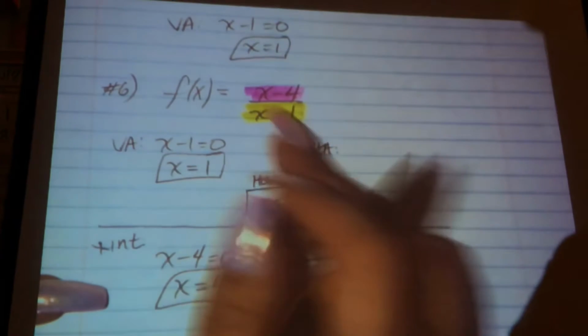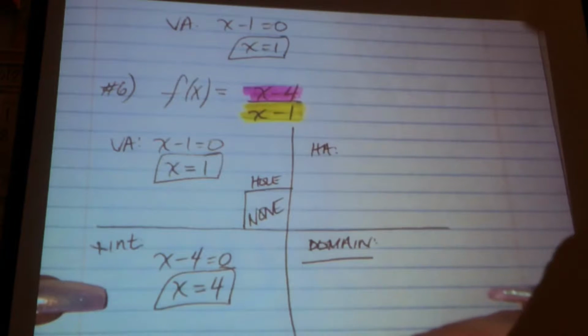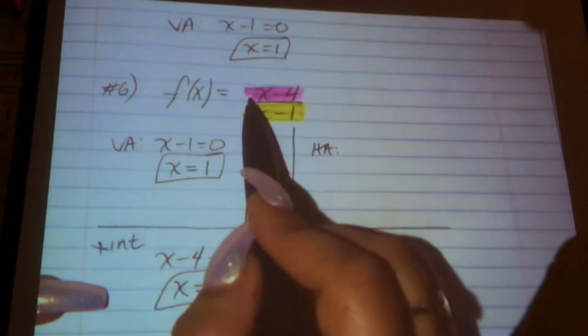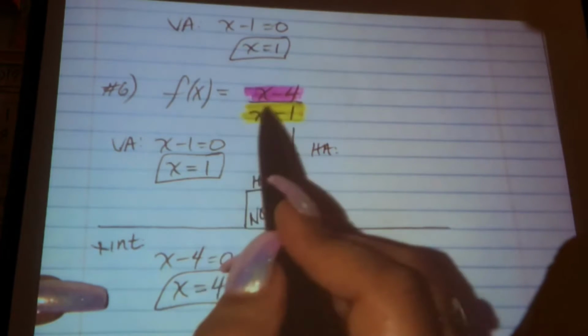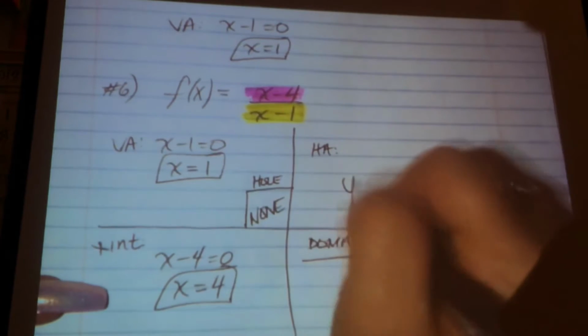Is this top heavy, bottom heavy, or the same? The same. So what do you look at if it's the same? The coefficient. What's the coefficient here? What's the number in front of the x? 1. What's the coefficient here? 1 divided by 1 is? So y equals 1.